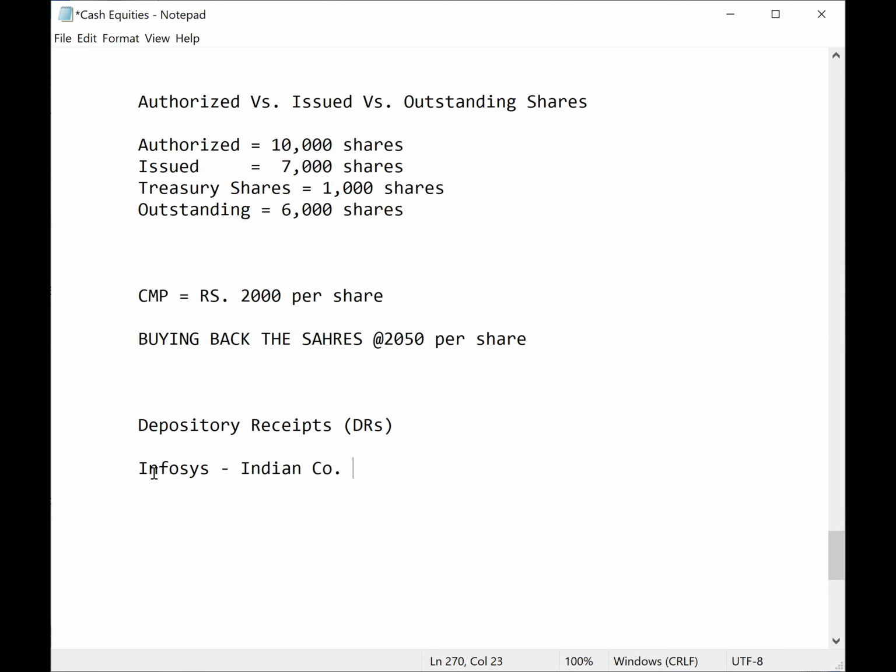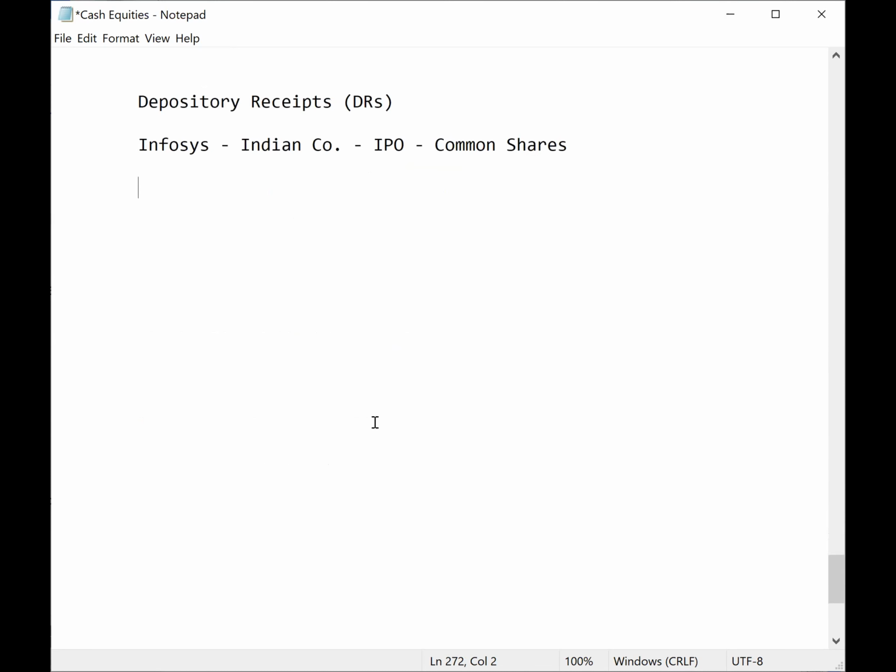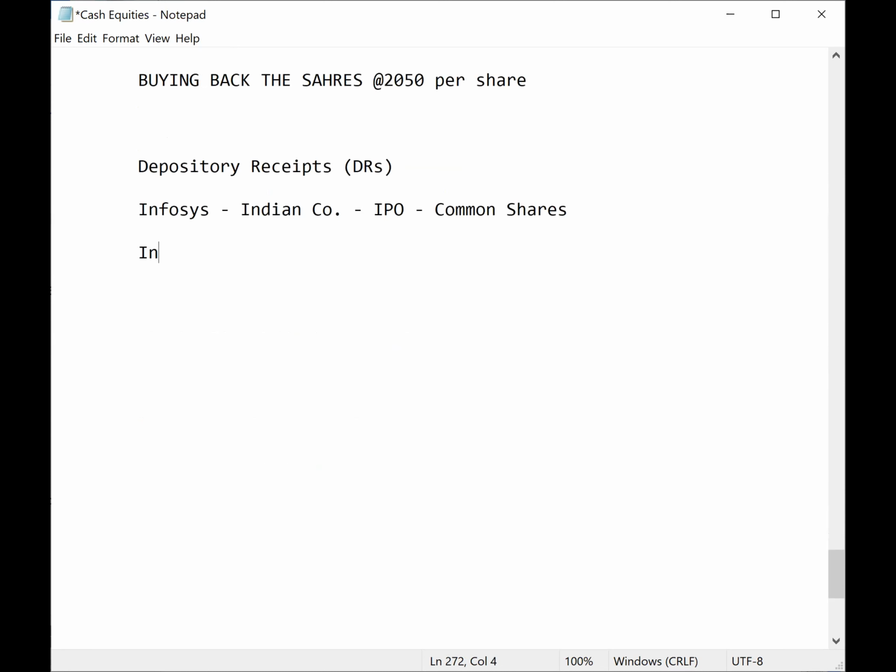Let's say there is an Indian company which wants to raise funds in India. It's very easy to list the common shares in the market, right? They will just go for an IPO and list their common shares. They can easily raise funds in the Indian market by issuing common shares through an IPO. But let's say Infosys wants to raise funds in America. How can they do this? Any idea?